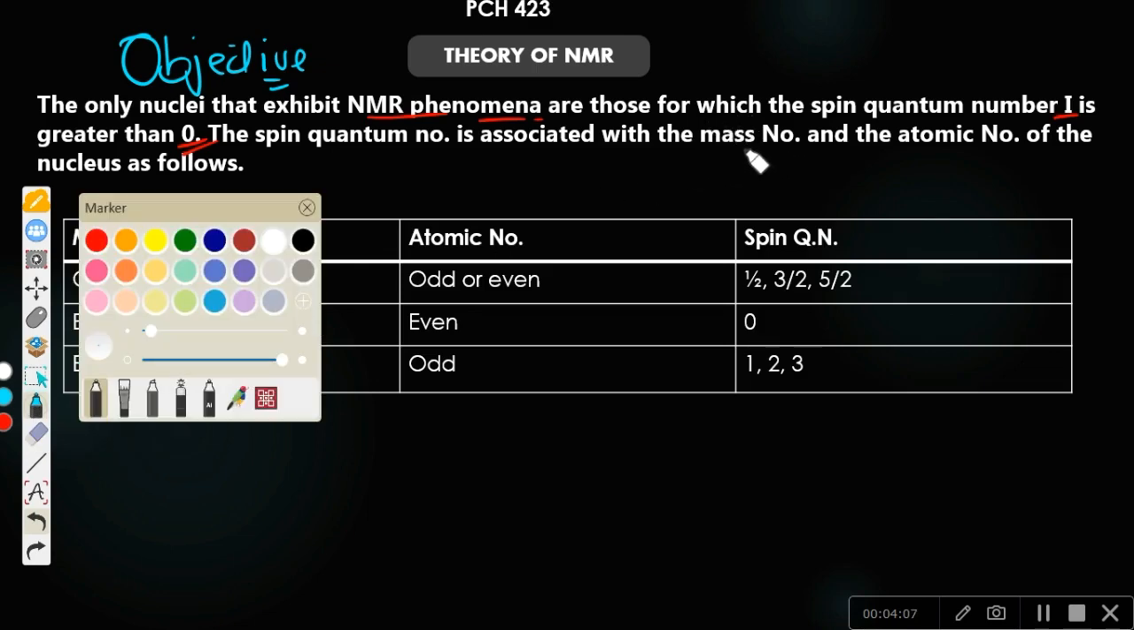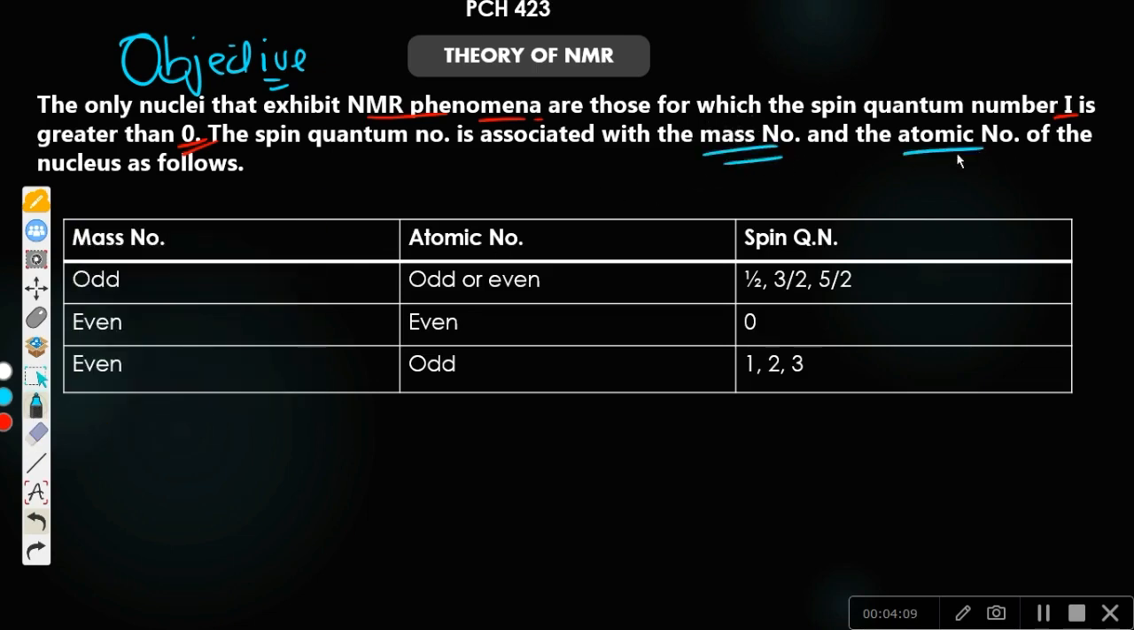Most times the spin quantum number will be determined from the mass number and the atomic number of the nucleus. For instance, if they give you a nucleus such as, let's say, one proton. For proton, the atomic number is 1. The mass number is also 1, right? If you look at 1 and 1, 1 is an odd number. The other one here is an odd number.